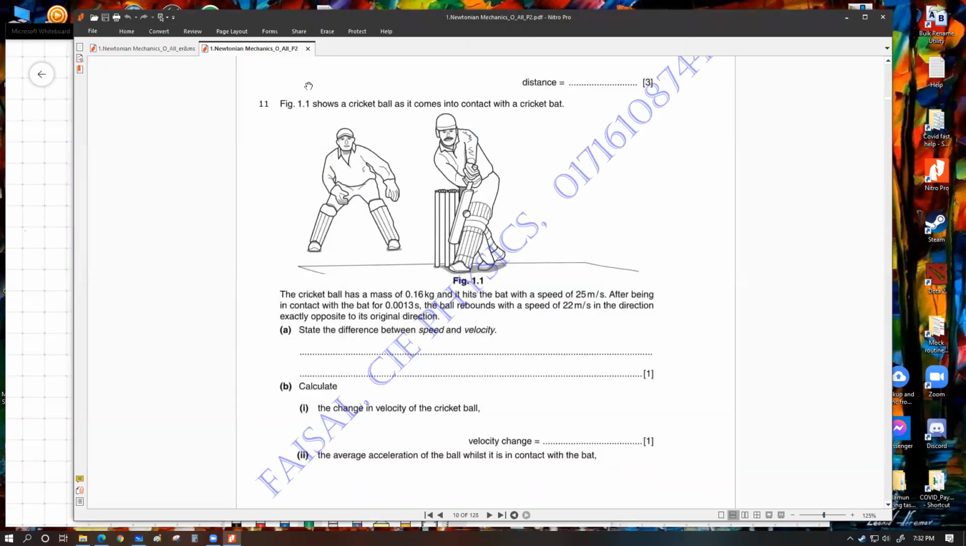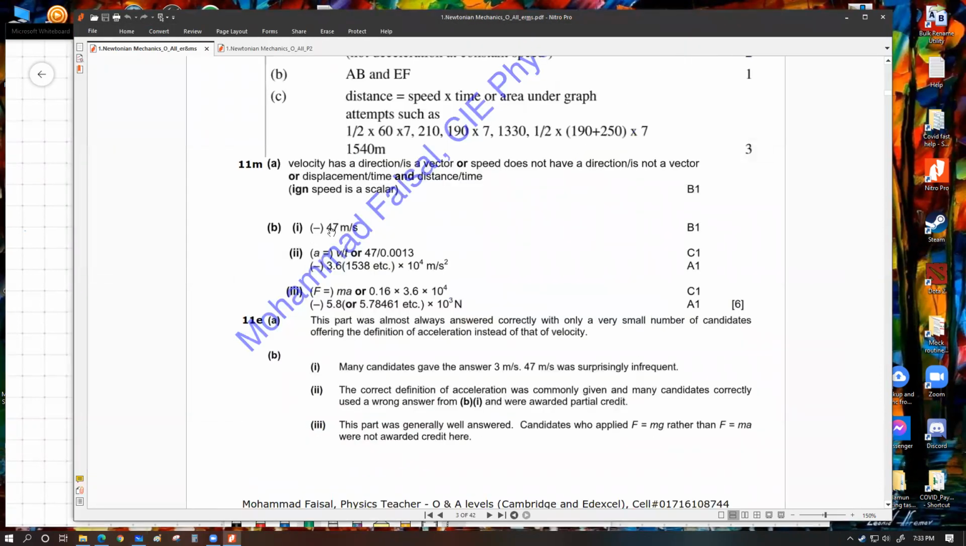So the answer actually says that it should be, by magnitude, 47. There might be a minus mentioned in the answer. There might not be a minus mentioned in the answer. That's why they have given this minus sign within brackets, which means this is optional. If someone writes with this minus sign, they're still going to get this mark. If someone does not write this minus sign, they're still going to get this mark. No big deal. In number 2, acceleration goes to v by t, of 47 divided by 0.0013, and then they can get this value. And finally, this is the full answer.